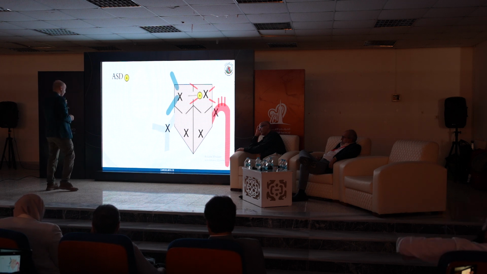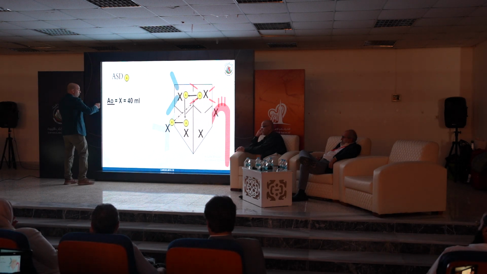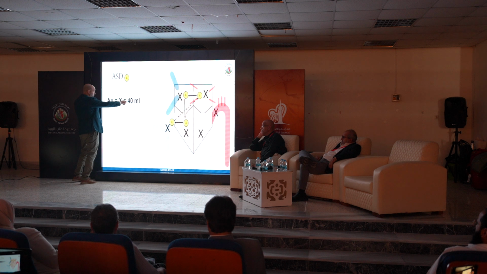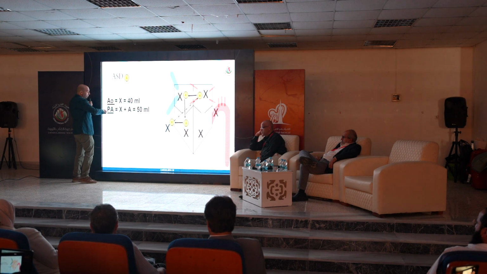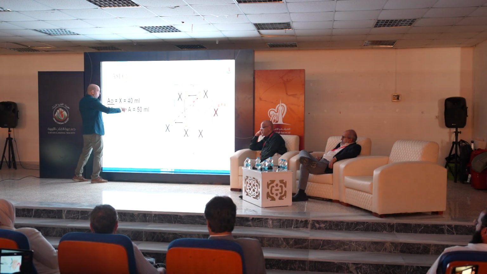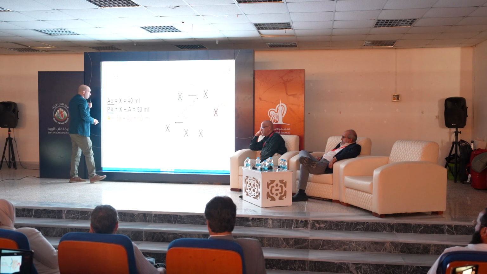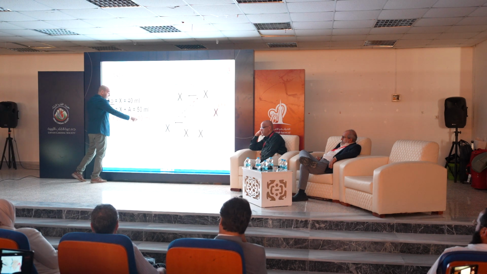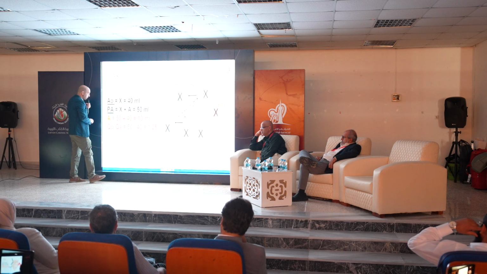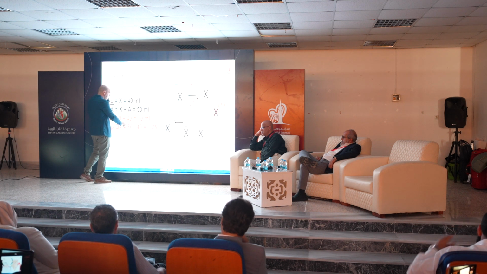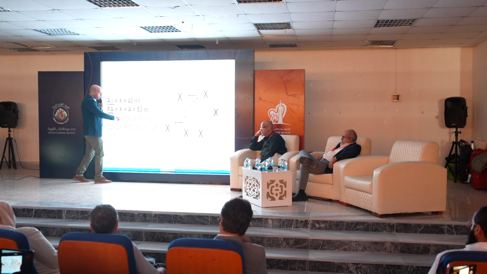Let's take an example. If the measurement of aorta was 40, measurement of the pulmonary artery was 50, the ASD shunted volume will be 10 millimeters, and QpQs will be 50 by 40, which is 1.25.